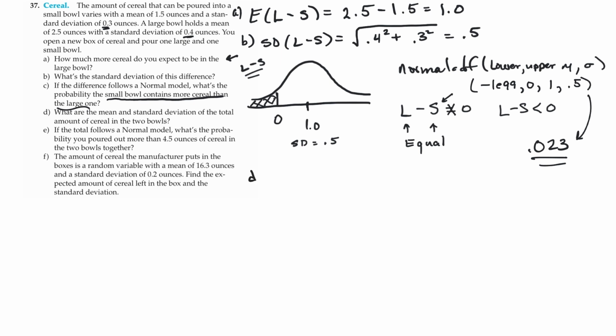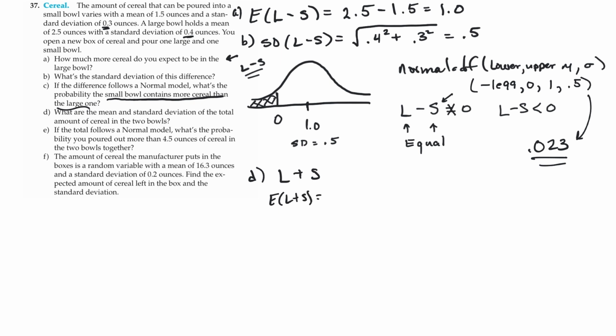Let's go to part D. Part D kind of changes the scenario again. What would the mean and standard deviation be if we combined the cereal bowls? Like, what would it be if the total amount were added up, right? So we're changing it to L plus S. And so I want to find the expected value of L plus S.